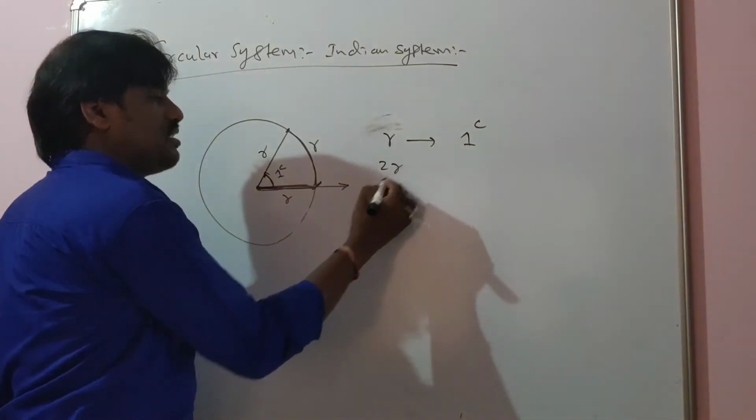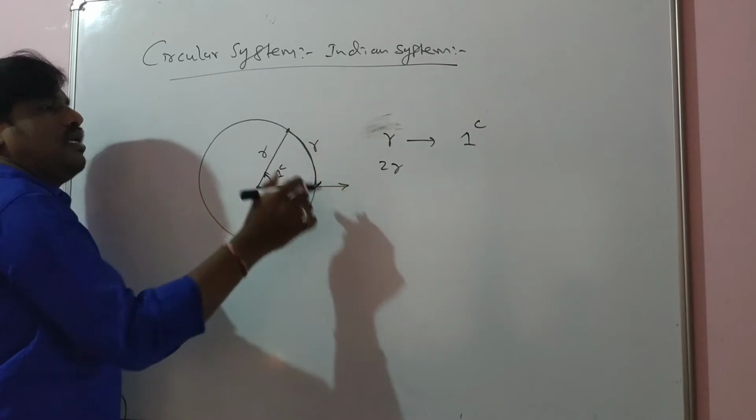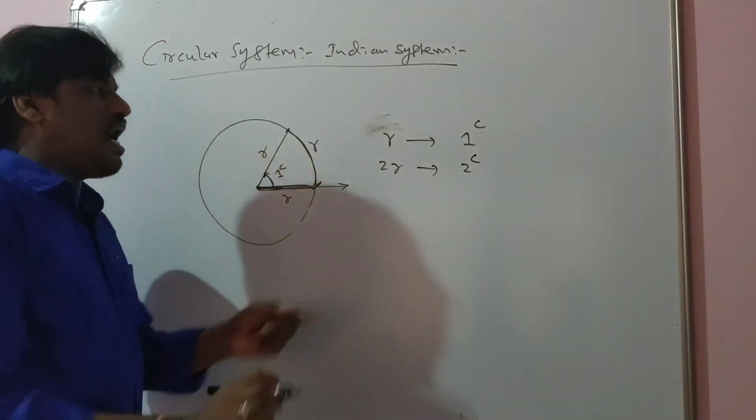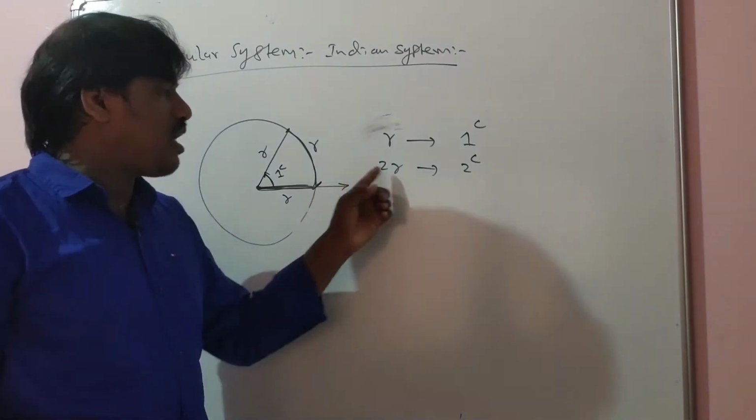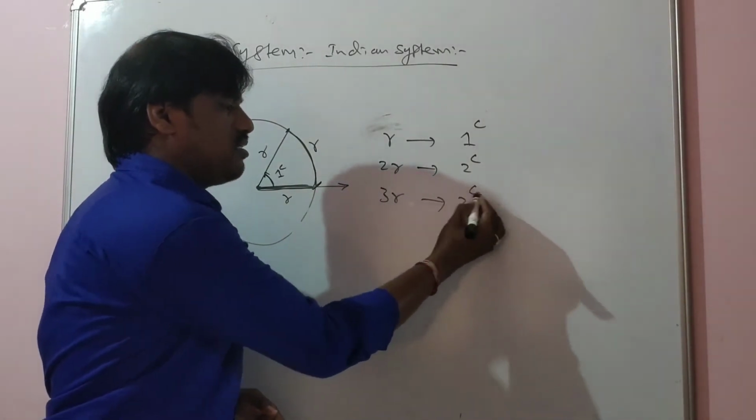Then if the arc is of length 2r, that will be 2 radians. If it is r length, 1 radian; 2r length, 2 radians; 3r length, 3 radians.